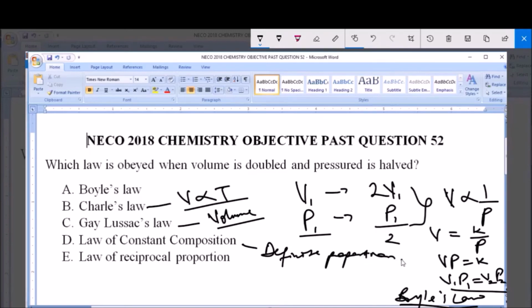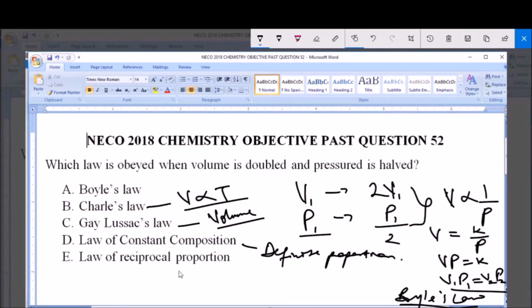The law of definite proportion states that all pure samples of a particular chemical compound contain the same elements in the same proportion by mass. So that is the law of constant composition.